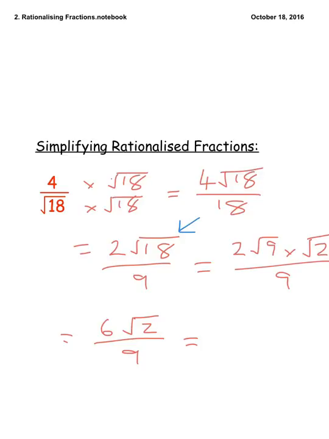And again, lo and behold, we've got a common factor on the top and bottom of our fraction. 6 divides by 3, and 9 divides by 3, so finally we end up with 2 root 2 on the top, and 3 on the bottom. 2 root 2 over 3 is your final answer for that one.